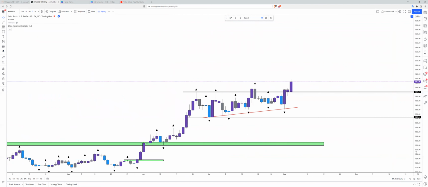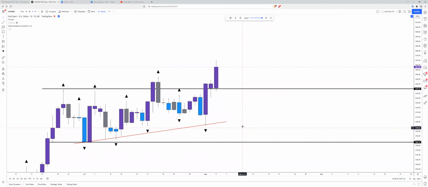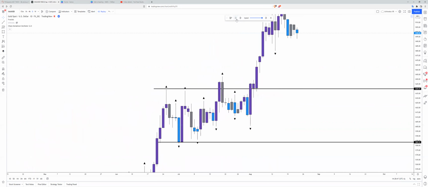So fractals are a good tool to use for drawing trend lines, identifying support and resistance, and identifying a level where you want to get back in on a trade to see if it bounces or breaks. And it's pretty simple. Then you see here, the market just took off.